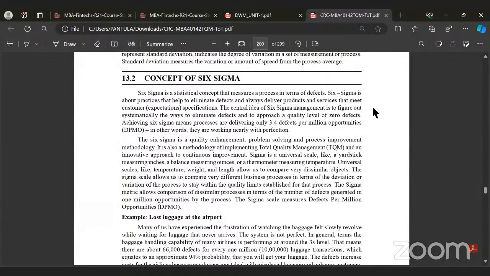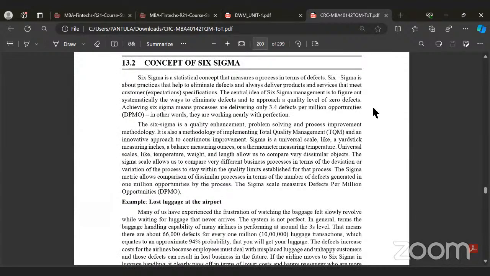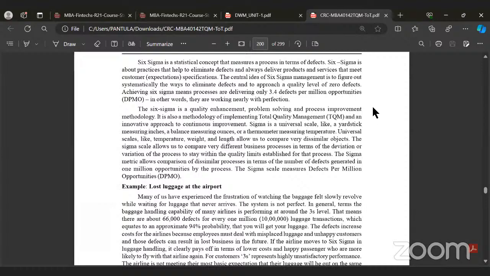The central idea of Six Sigma management is to figure out systematic ways to eliminate defects and approach quality levels of zero defects. There is an approach in Six Sigma that's called DPMO, which we'll see later, and it is implemented in total quality management. What do you mean by DPMO? Defects per million opportunities. It is based on the number of items that are defective, if you take a sample size of 1 million opportunities.